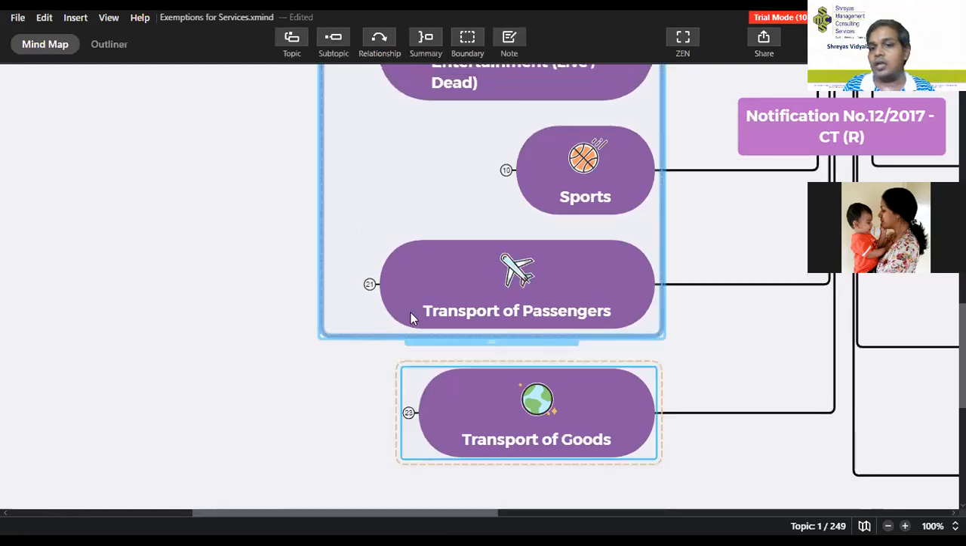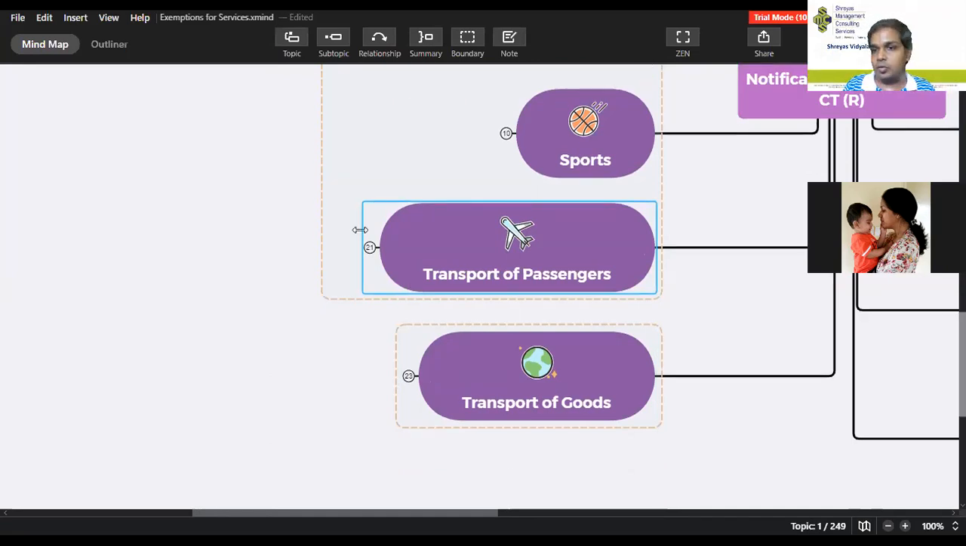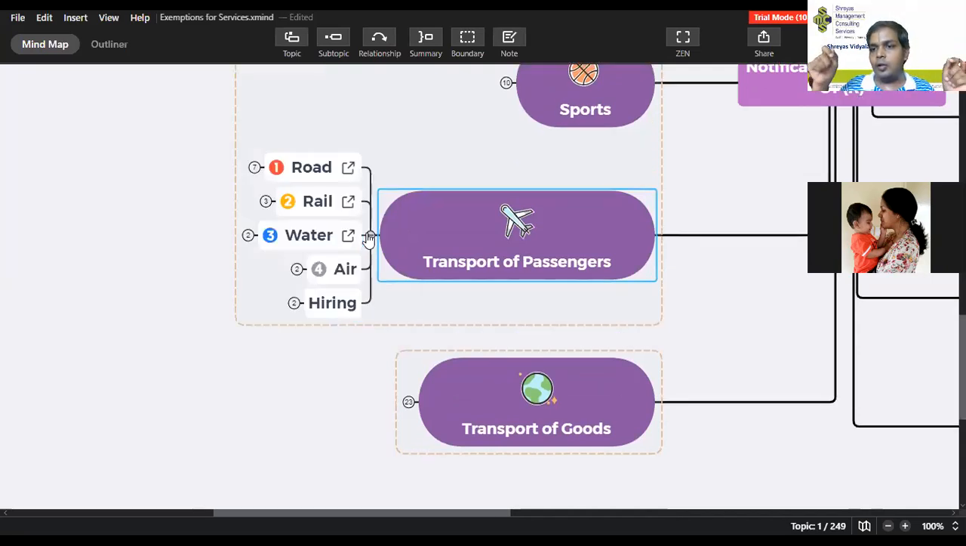Okay. Now let's look at transport of passengers. I repeat, we are looking at passenger transport services, not the passenger as such, not any other activity. We are looking at the service of transport of passengers. So we are looking at again 4 categories: road, rail, water and air. In fact, last time also we saw about hiring. The same point here also is covered about hiring. Okay, hiring any vessel, means of transport is exempt. So let's look at road, rail, water and air.